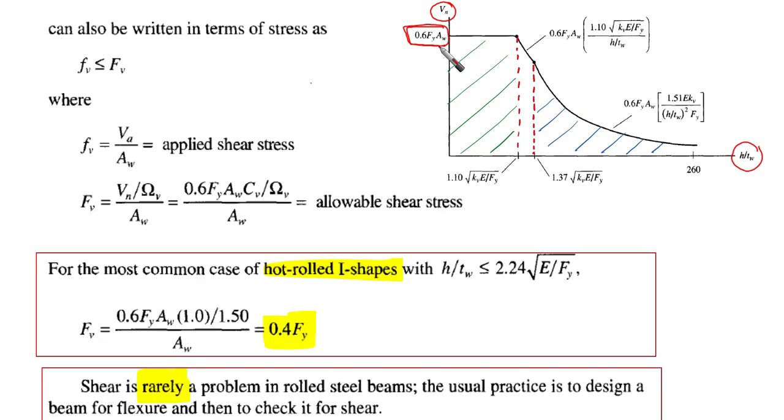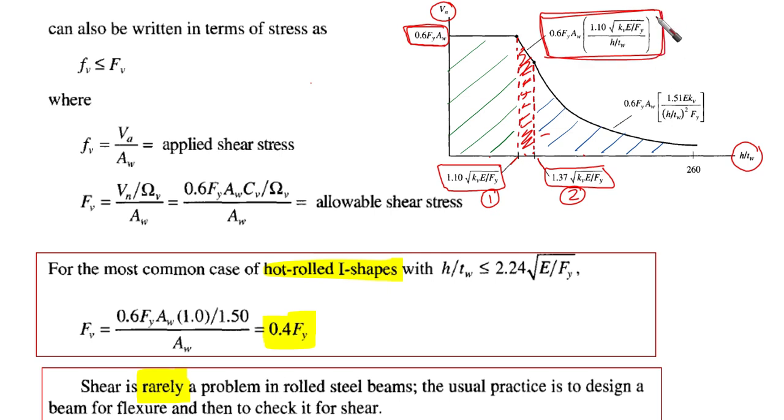Okay. And on the horizontal, we are going to put 3 different parts with 2 main limits. The first one is the limit that is distinguishing between shear yielding and inelastic shear buckling, or inelastic web buckling. And the other limit, which is limit number 2, we said that this is limit number 1 and this is limit number 2, 1.37 the radical. This would give us the elastic buckling, right? So in this area, our shear strength is going to be 0.6 Fy Aw times what is inside the parentheses here.